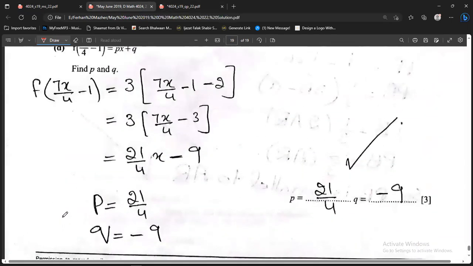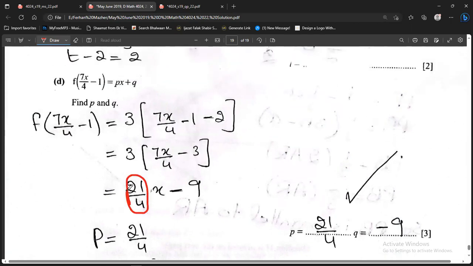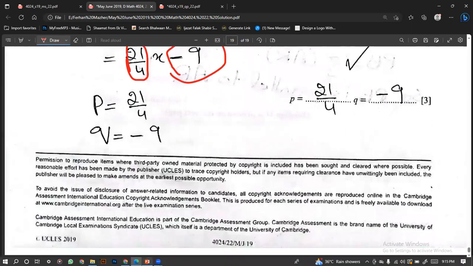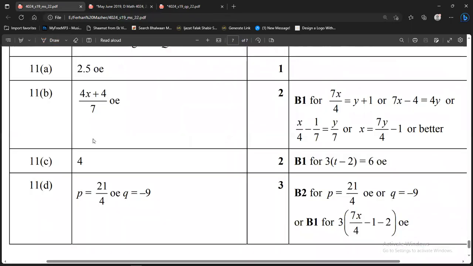So we will have f(7x/4 - 1) equal to 3 bracket. In place of x, I will put 7x/4 - 1, and then you have minus 2 there. So you will have 3(7x/4 - 3). Bring that 3 inside. So you will have 21/4 into x and minus 9. So it means the value of p is 21/4 and the value of q is -9. So the paper is over. So let's check the answer, and our answers are right.